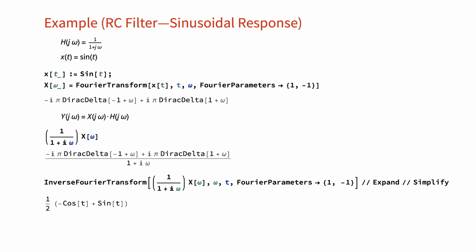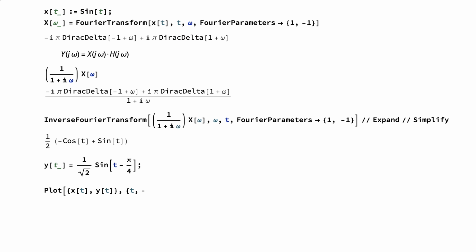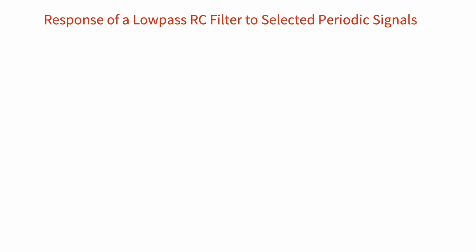We can also simplify the output signal as shown here. Plotting the input signal and the output signal together, we can see that the output is a scaled and shifted version of the input signal. Now that we have found the response of the RC filter to a sinusoid, we can find the response of the RC filter to a periodic signal as well.